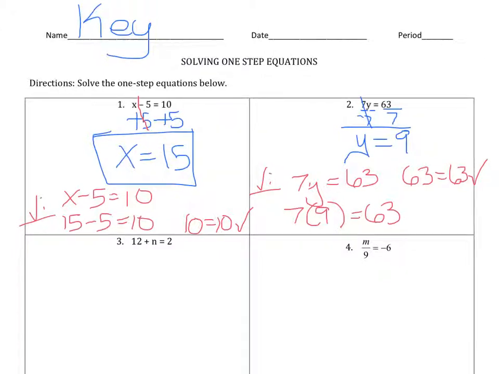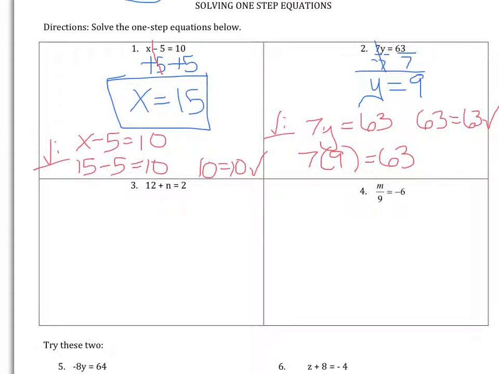Moving on to question number 3. To solve for n, I have to do the inverse operation. Now realize that right here it's a positive 12. So to move the 12 to the other side, I have to subtract 12. And whatever I do to one side, I have to do to the other. I end up getting n left on the left-hand side. And on the right-hand side, please be careful. If you have a calculator, you can type it in. 2 minus 12 equals negative 10.